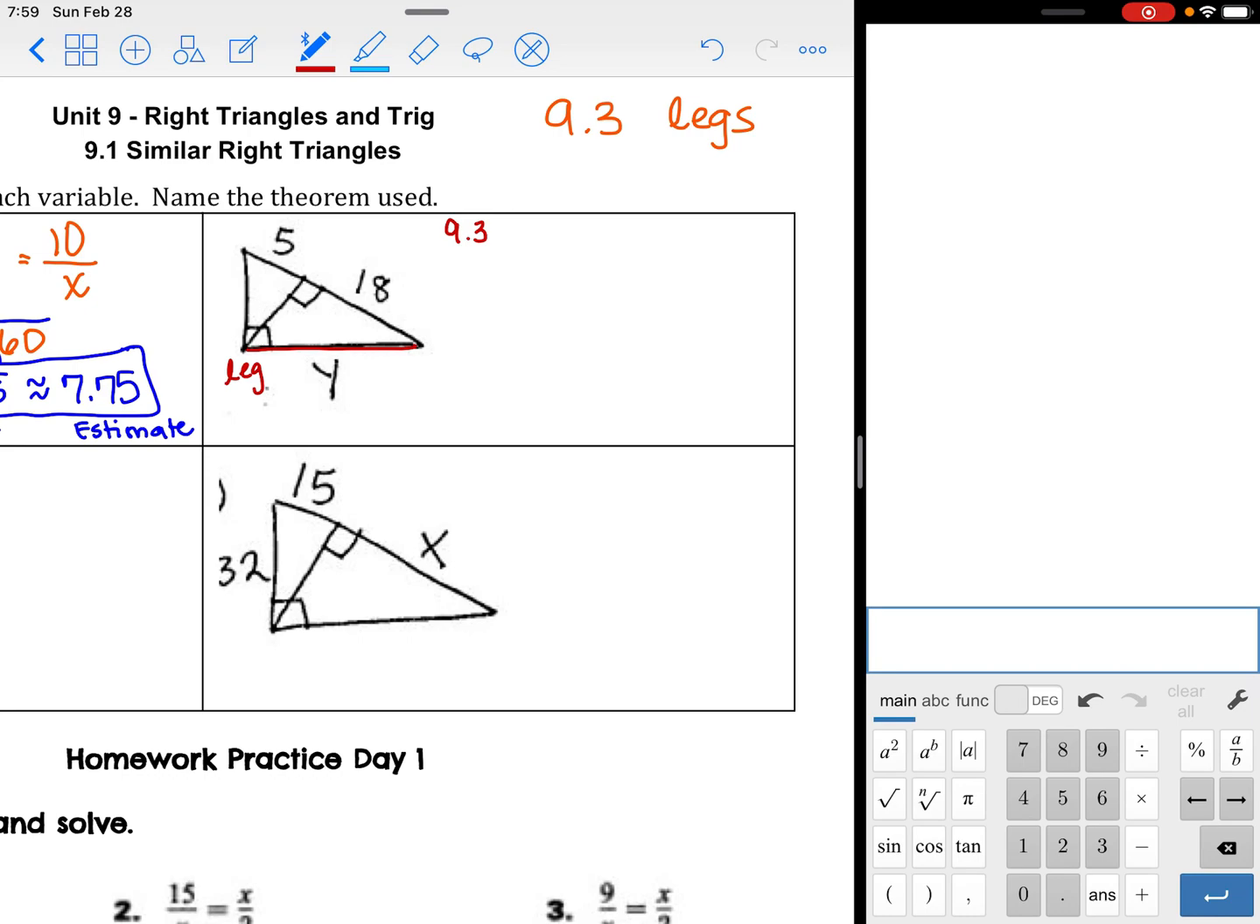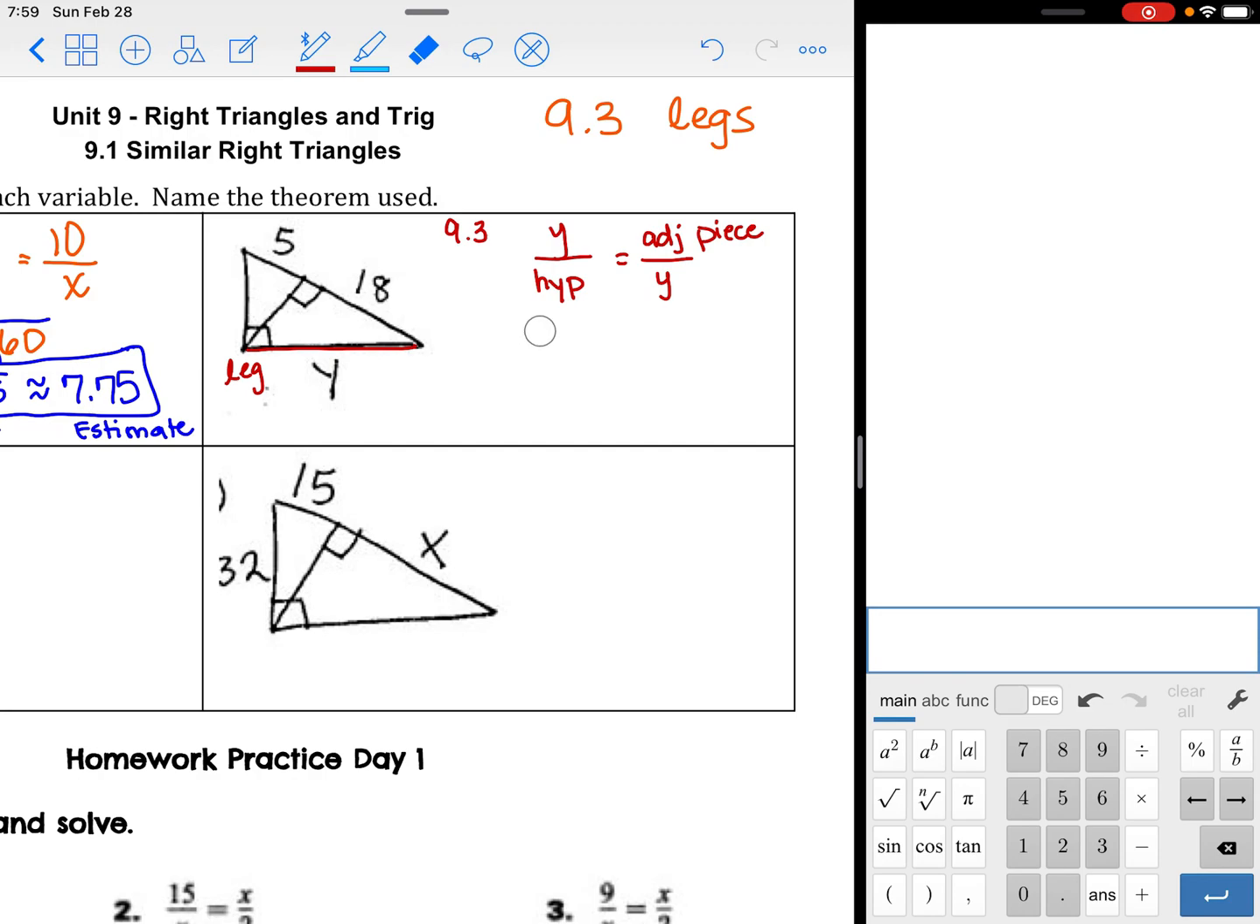So 9.3 said that the length of a leg of a right triangle where the altitude is drawn is going to be the length of the hypotenuse times the adjacent piece. So it is the geometric mean of the hypotenuse and the adjacent piece of the hypotenuse. All right, so we're going to drop in these parts that we know. So the leg here is represented by the variable y. So both of those things that say leg, the leg that I'm working with is y.